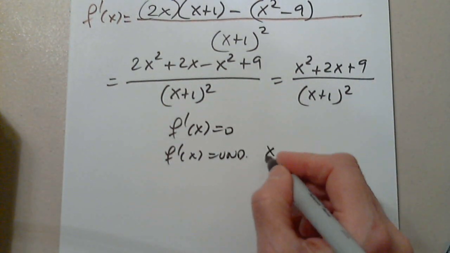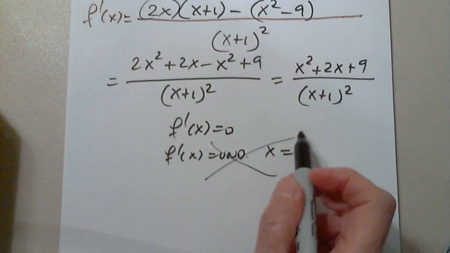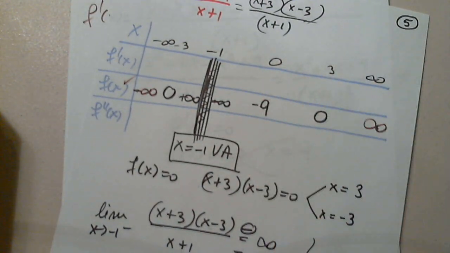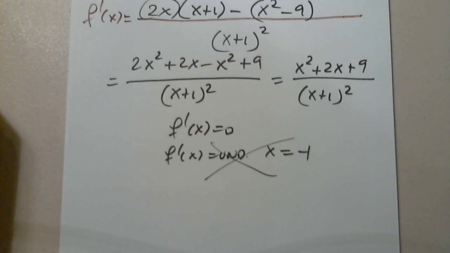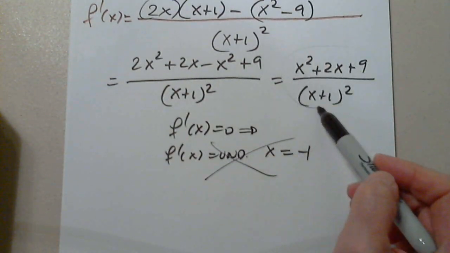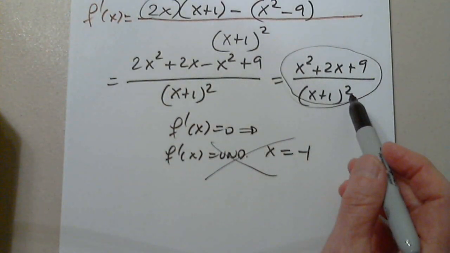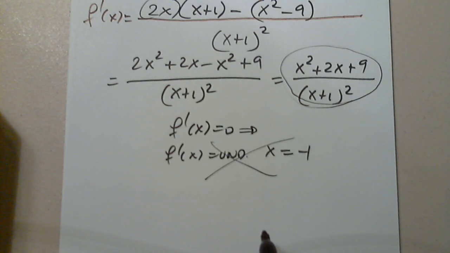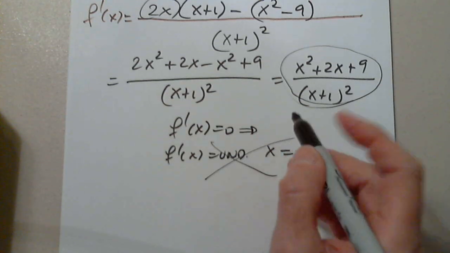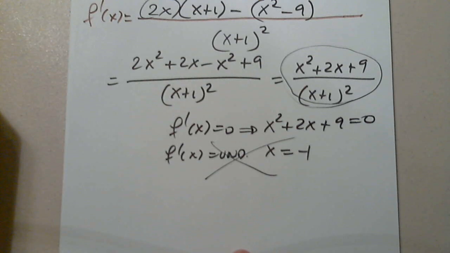So this is undefined at x equals negative 1, but so is the function. So it cannot be a critical number. Good. F prime of x being 0. What happens when I set this equal to 0? When is this fraction 0? Only when? The zeros in a numerator. Excellent. x squared plus 2x plus 9 equals 0.